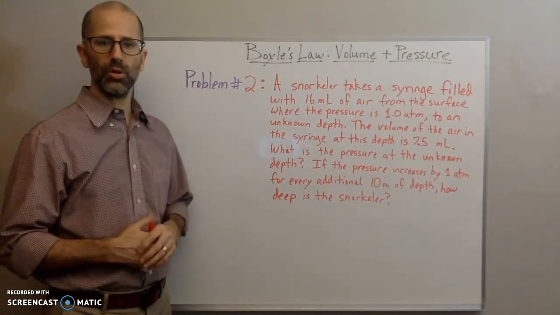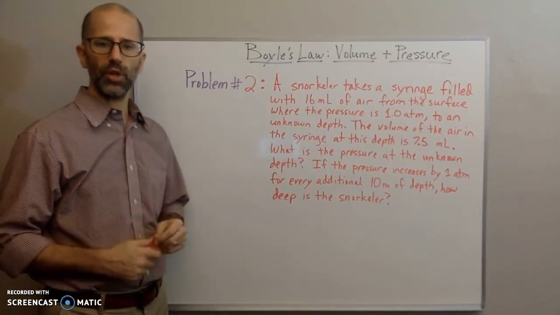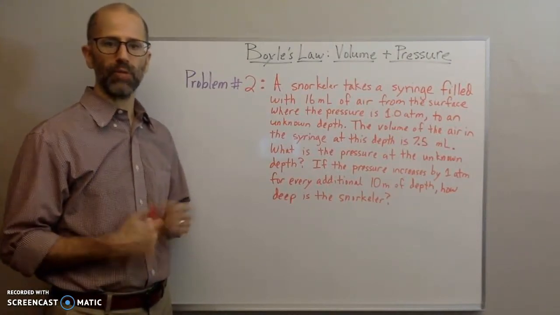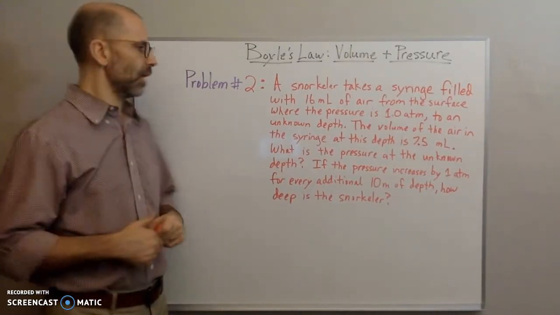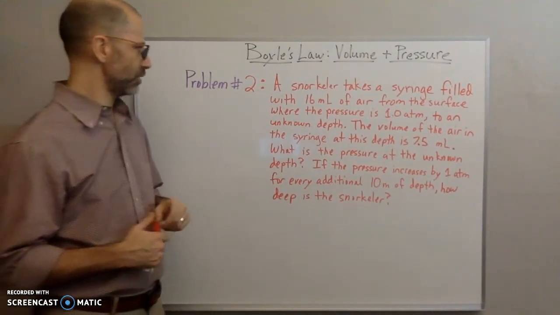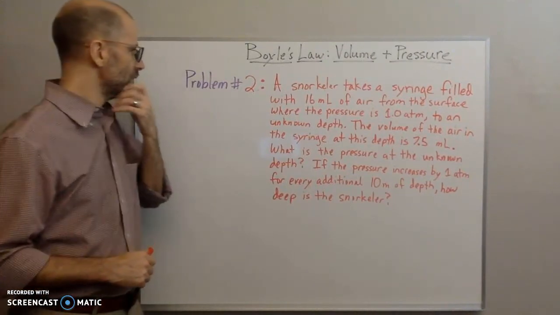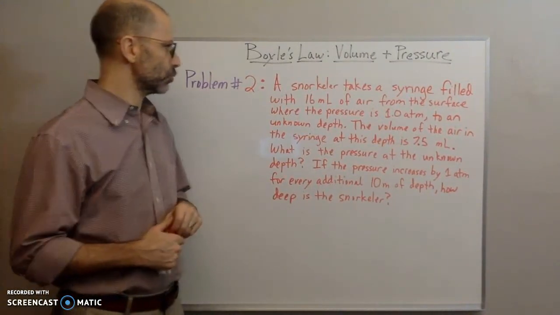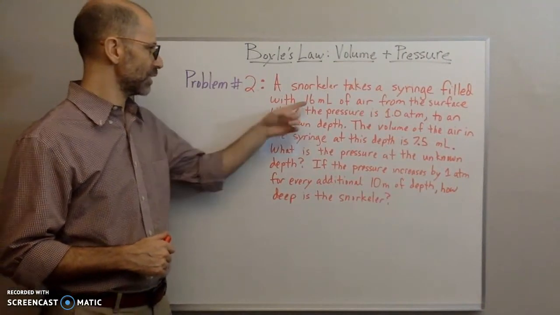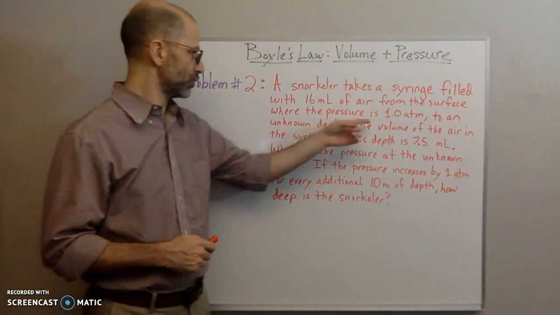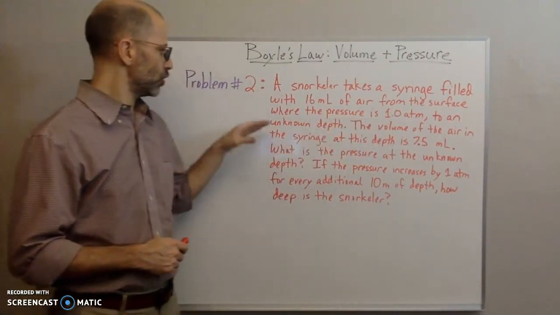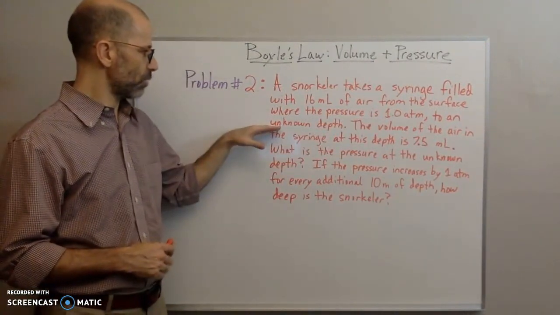My name is Mr. Cobalt and in this video I'm going to go over a second problem involving Boyle's law. So this one is a little bit more complicated. It's a bit longer. It has two questions. So here a snorkeler takes a syringe filled with 16 milliliters of air from the surface where the pressure is at 1 atmosphere to an unknown depth.